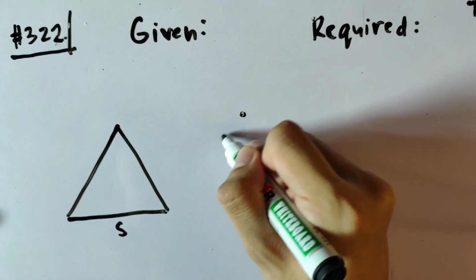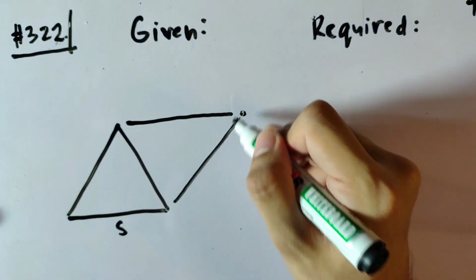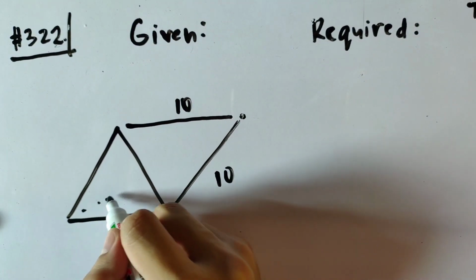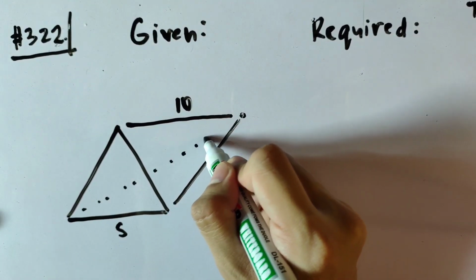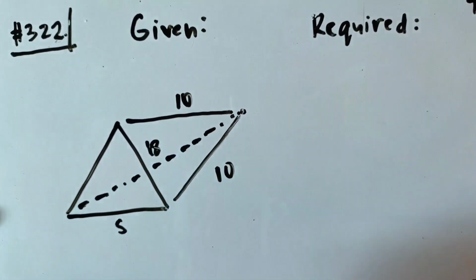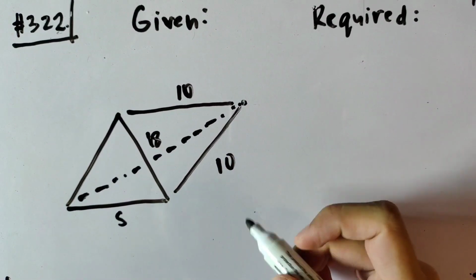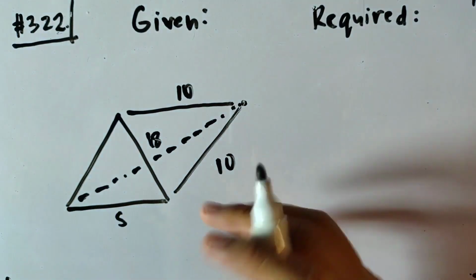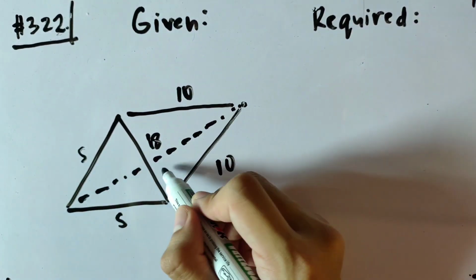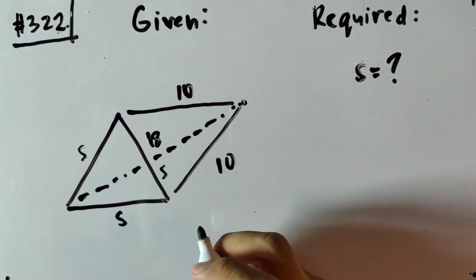So, ibig sabihin, itong dalawang ito, yung distance niya ay 10. Tapos 10. Tapos yung malayo, yung pinakamahaba, ito yung 18. Tapos ang hinahanap dito, ano daw yung length ng isang side ng triangle natin. So ito yung triangle natin. Equilateral siya. So ibig sabihin, lahat ng sides niya ay S. So ang required dito ay S. So hanapin natin yung value ng S.